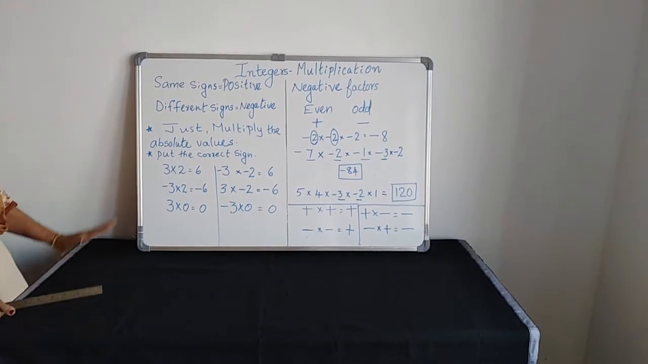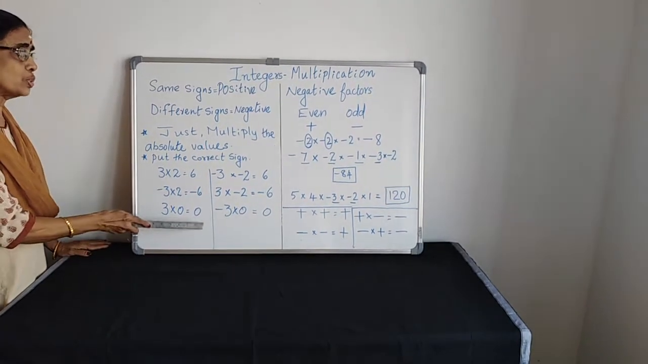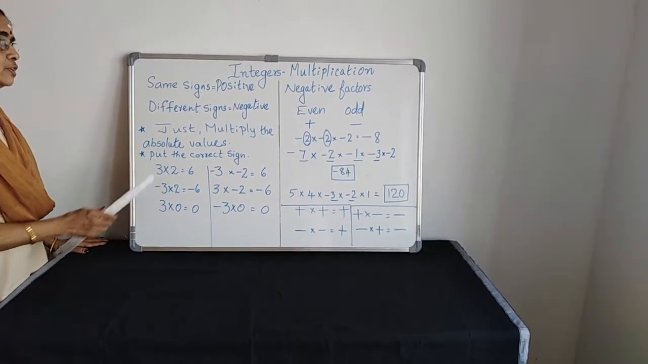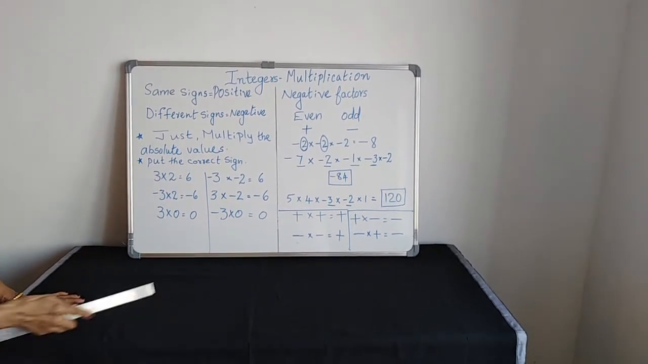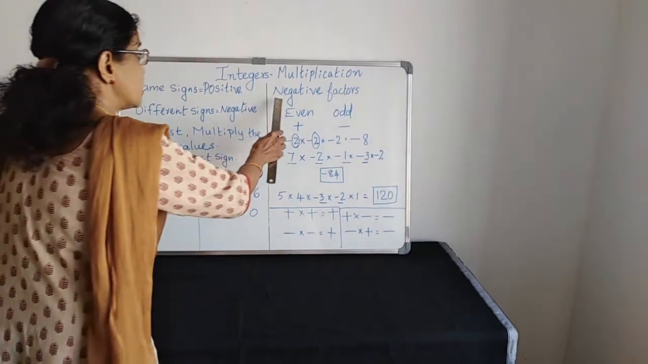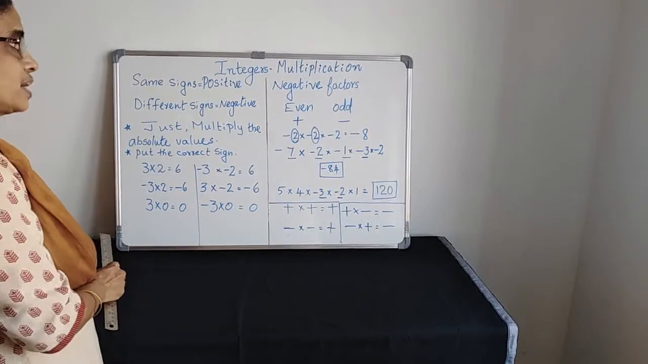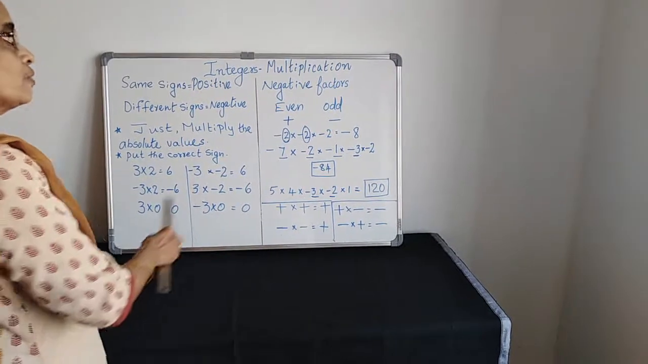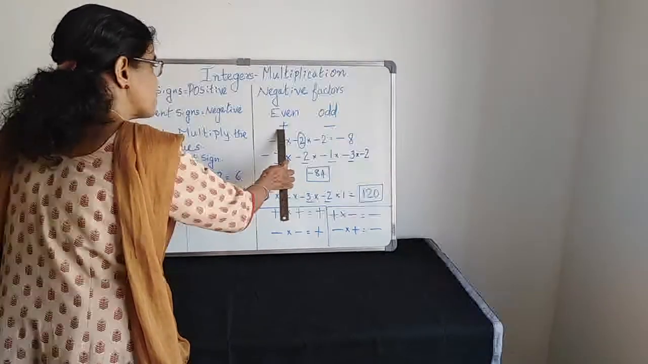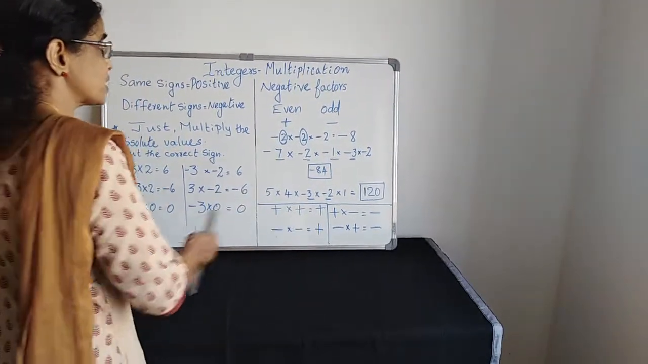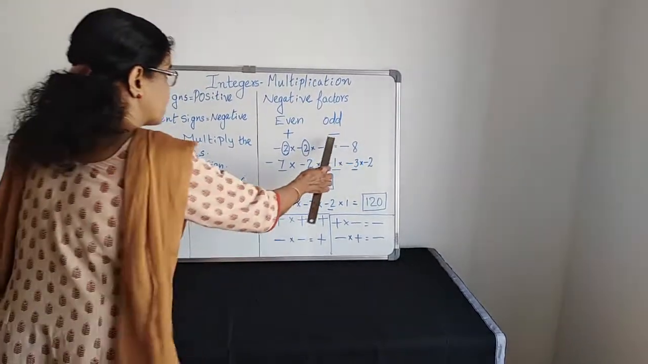This rule works only when we are multiplying two integers. When we have more numbers, we have to consider the negative factors. How many negative factors are there? Then we can decide the sign. When the negative factors are even in number, the result becomes positive. When the number of negative factors is odd, then the result will be negative.